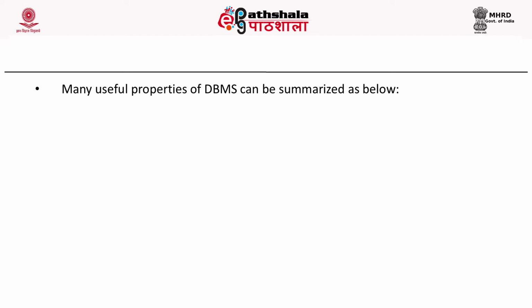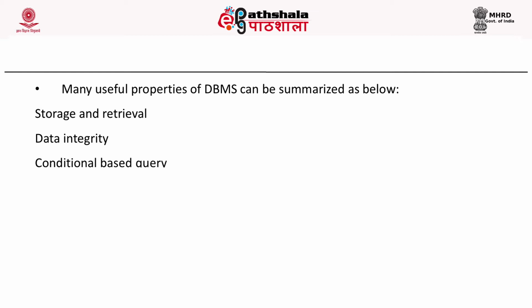For example, the first one is storage and retrieval. Any database management system helps us in storing the data, which can be both spatial and non-spatial, and retrieving the same data while performing the operations. The second is data integrity. The GIS database management system helps us in maintaining the integrity of the data.